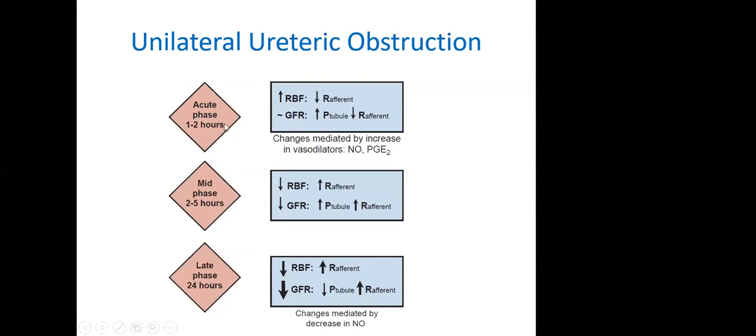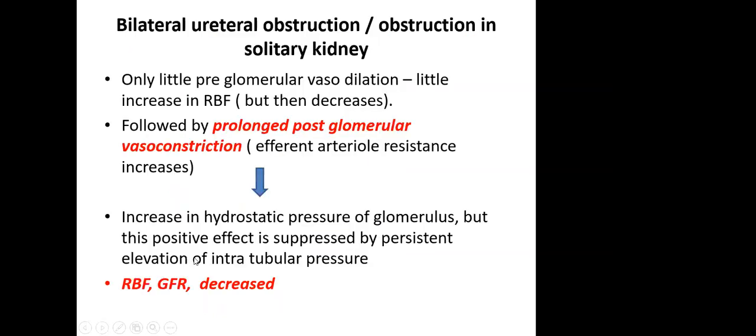So in the acute phase, as I already told, renal blood flow and GFR will be maintained. How is it maintained? That is due to the vasodilators released, and these vasodilators act at the afferent arteriolar level and cause vasodilation. As a result, renal blood flow and GFR will be maintained. But in the late phase, renal blood flow and GFR are going to decrease. Why? All compensatory mechanisms will be lost, and instead of afferent arteriolar dilatation, there will be afferent arteriolar constriction. Hence, renal blood flow is decreased and GFR is also decreased.